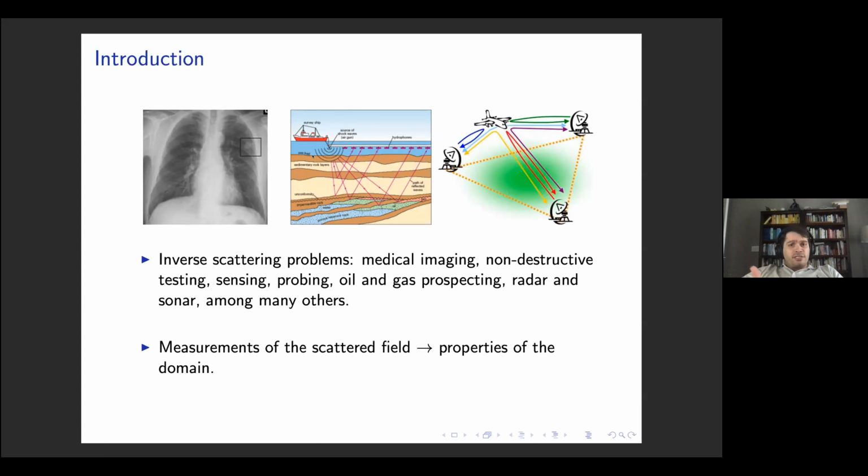Or you have applications in oil and gas prospecting, where some sort of device shoots acoustic waves to the bottom of the ocean, and you have a small line of sensors measuring the scattered field, so you want to find where the oil is. And finally, there are several defense applications in radar, sonar, or even finding mine objects and other stuff.